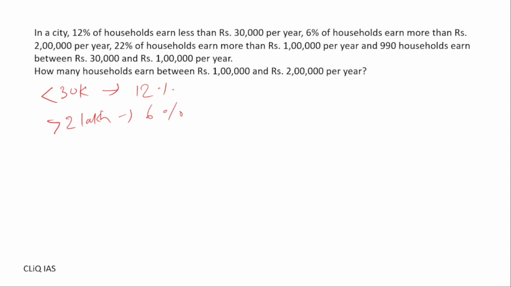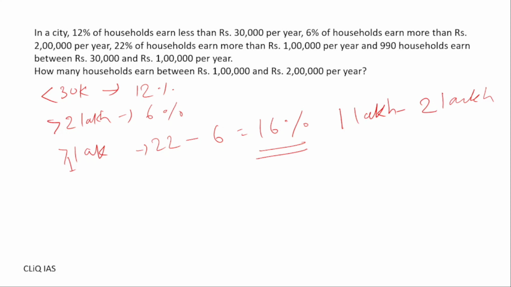Now, it says 22% of households earn more than 1 lakh, but we know that 6% of the households earn more than 2 lakh. Okay, so if we subtract those who earn more than 2 lakh from 22%, then we will get the value of those who earn between 1 lakh to 2 lakh. Those who earn above 2 lakh are 6%, and those who earn above 1 lakh is 22%. So simply subtract 22 minus 6 equals 16%. So these are the people who earn between 1 lakh to 2 lakh.